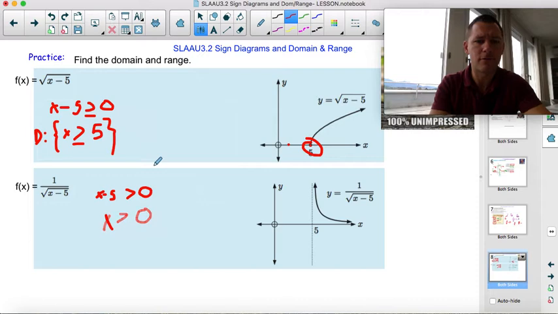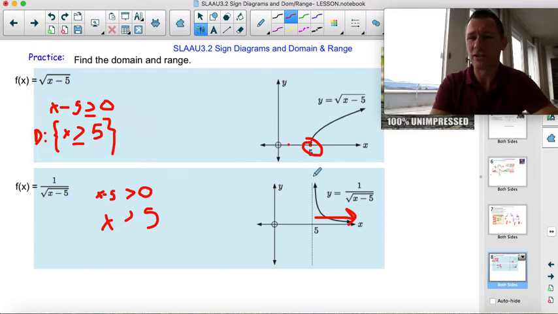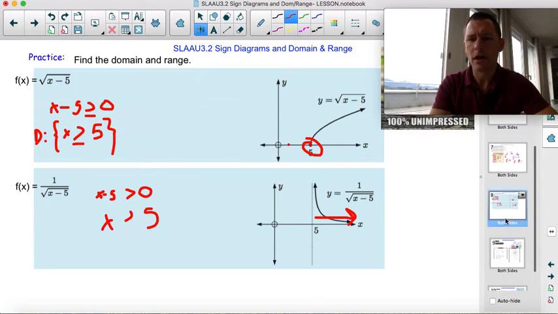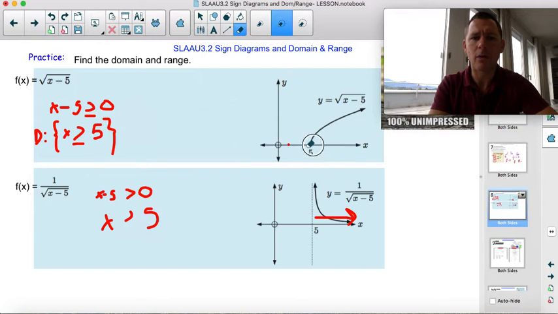Oh, sorry, 5. What's wrong with you, Gorkevich? Greater than 5. And if you graphed it, you could see that all the x values are over here, and it approaches this limit asymptotically. We'll talk about what that means tomorrow, but it never actually touches. Right? So this makes sense. So there's your domains. The ranges of these are what comes out.